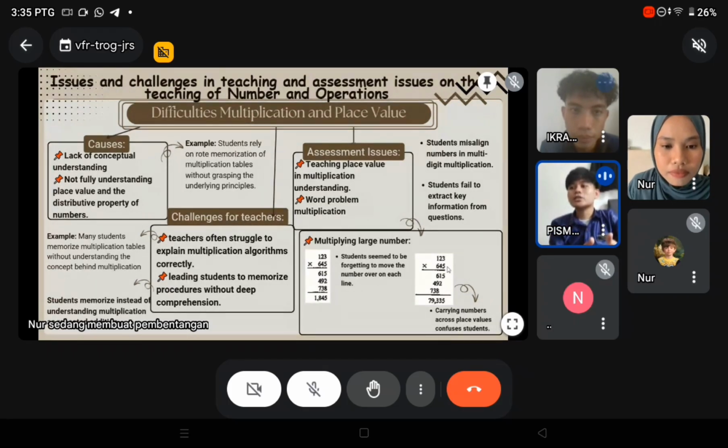So the next one is word problem multiplication. Students fail to extract key information from the question. So we look at the next slides.